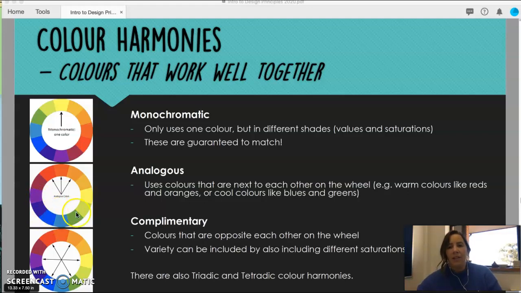All right. And the last one is complementary colours, and these are colours that are opposite each other on the colour wheel. So if you were to use purple as your background and yellow for your accent colours, that would work really well. You might even use orange as your background colour and blue as your accent colour. All right, that's how complementary colour harmonies work.